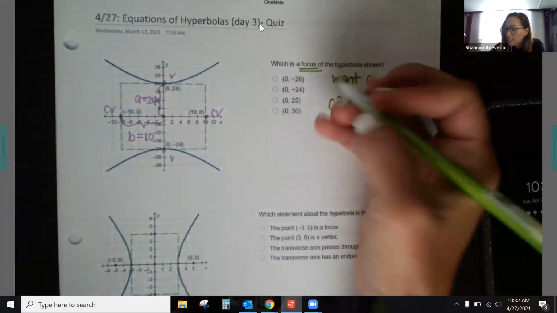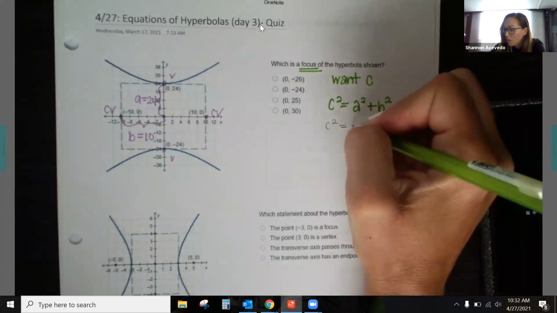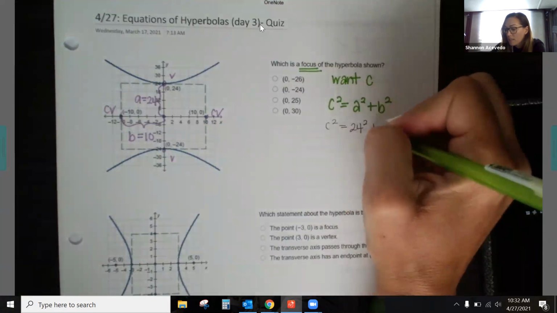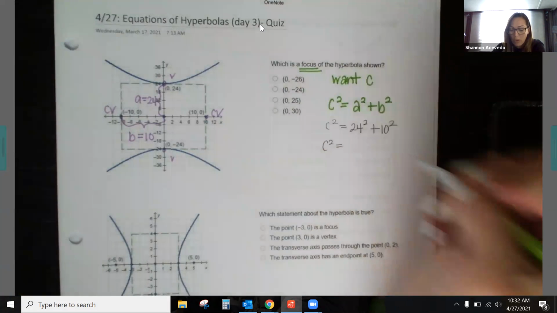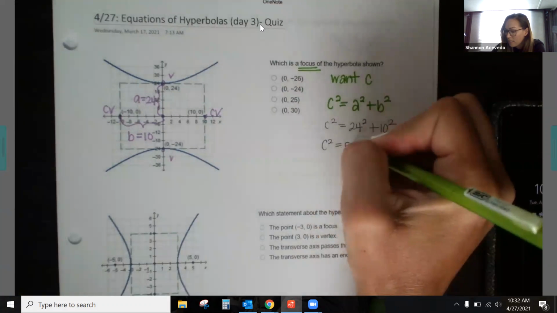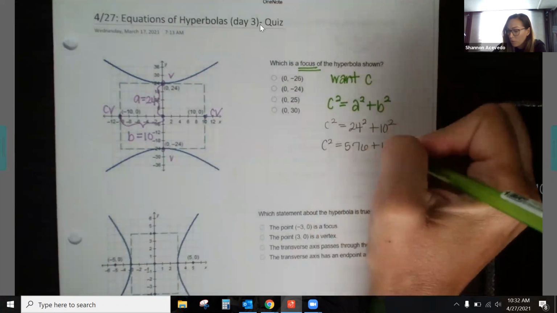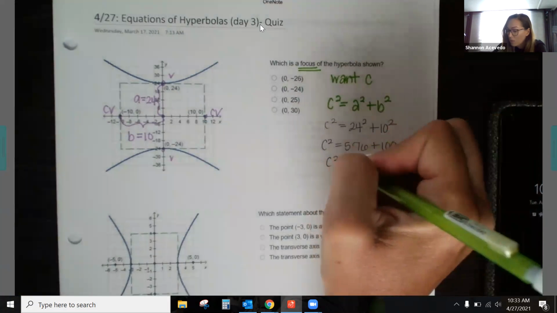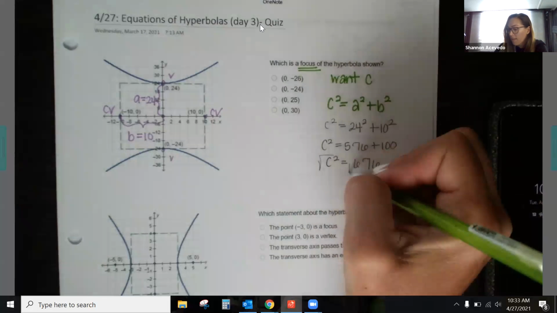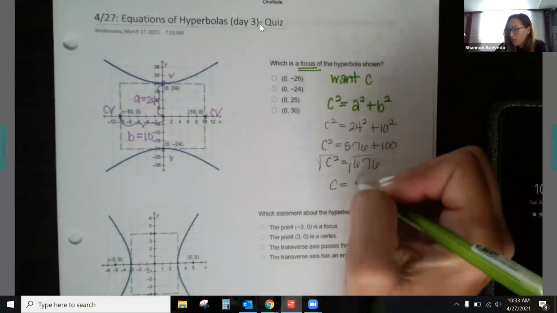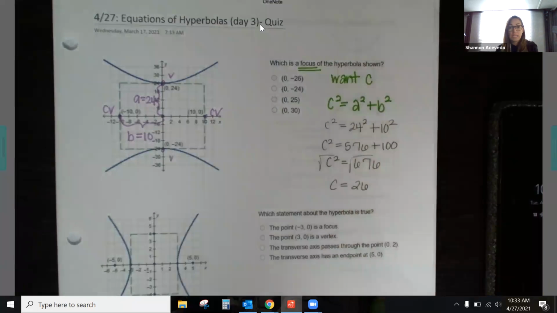So I could go ahead and fill in the pieces. I have C squared is equal to 24 squared plus 10 squared. C squared is equal to 576 plus 100. C squared is equal to 676. Take the square root, and my C value is just 26. So that tells me C.